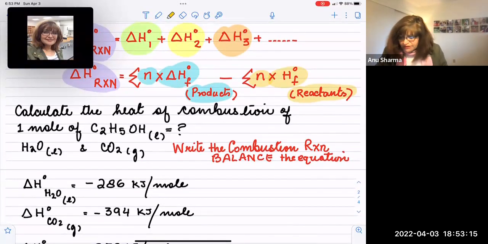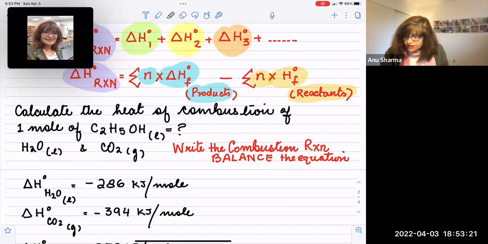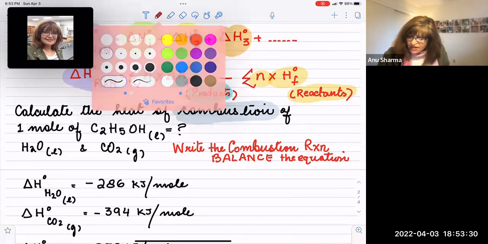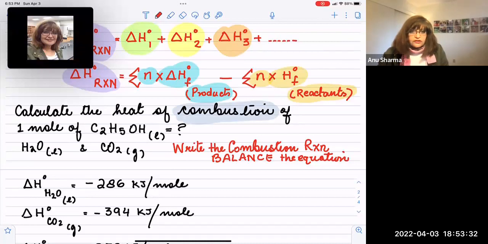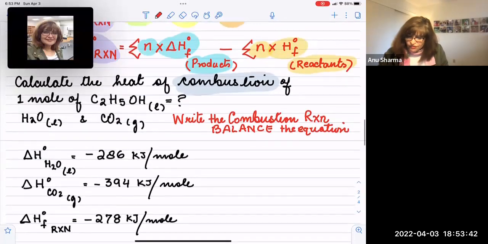Calculate the heat of combustion for 1 mole of methanol. Now here's something very important. We are talking about a combustion reaction. Combustion means that the reaction is with oxygen, burning with oxygen. So 1 mole of methanol is burning in oxygen to give carbon dioxide and water. So always write the combustion reaction and balance that equation. It's very important. So let's do that.